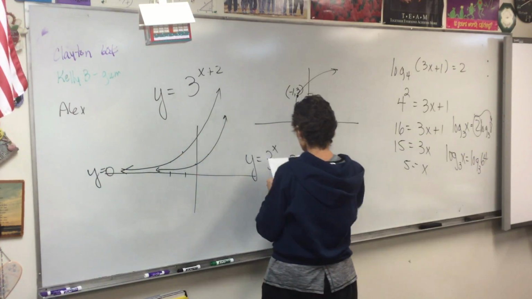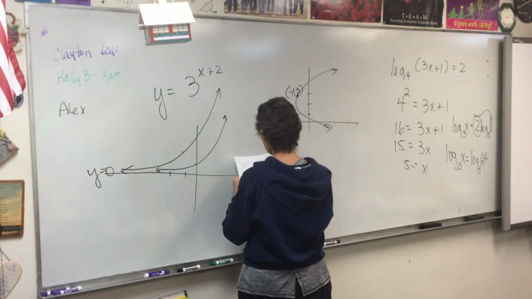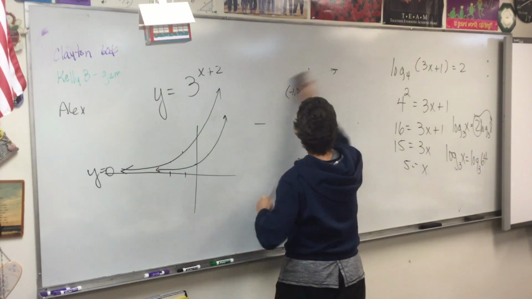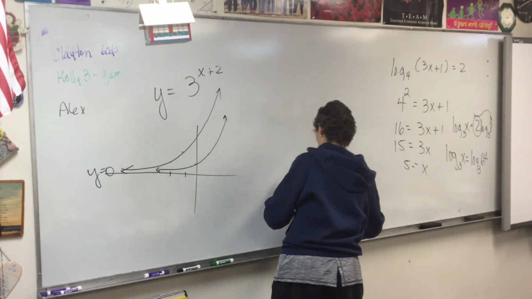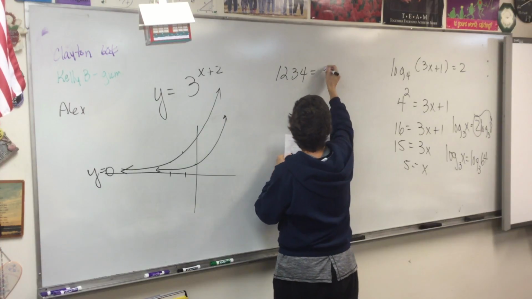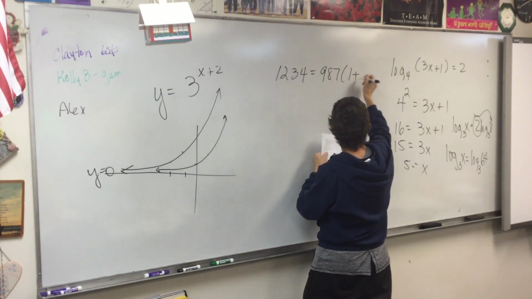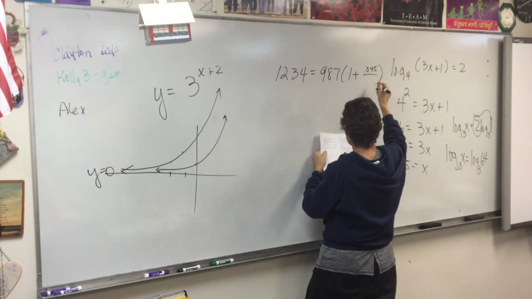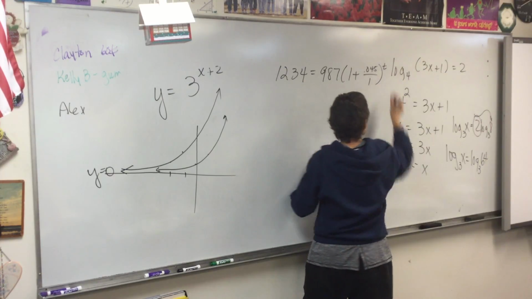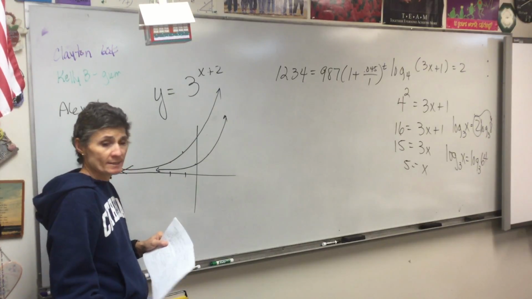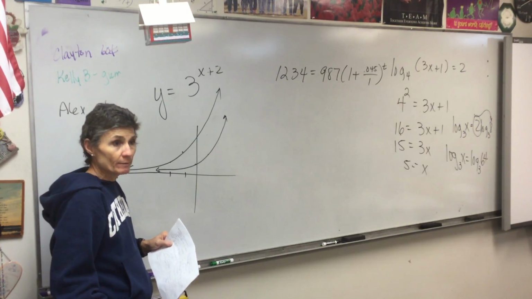All right, David invests this money at 4.5% compounded annually. How long will it take for him to have 1234? So 1234 equals 987 times 1 plus 0.045. What's n in this problem? 1. Why is n 1? Annually. That means once a year, right?